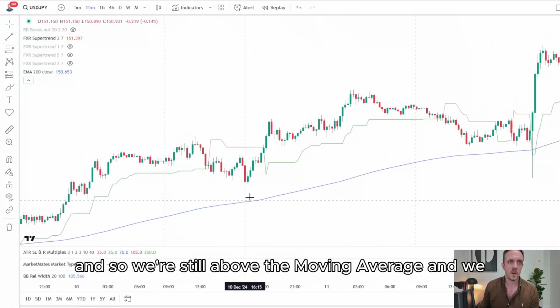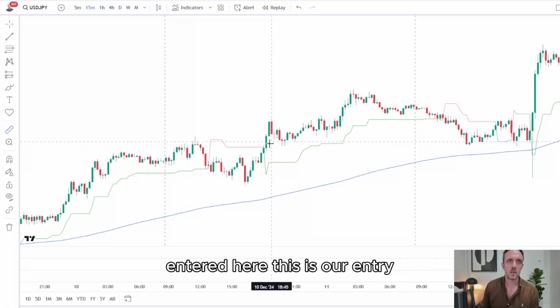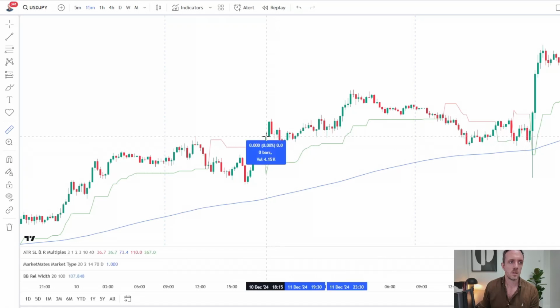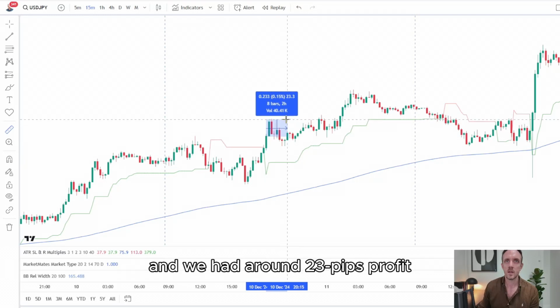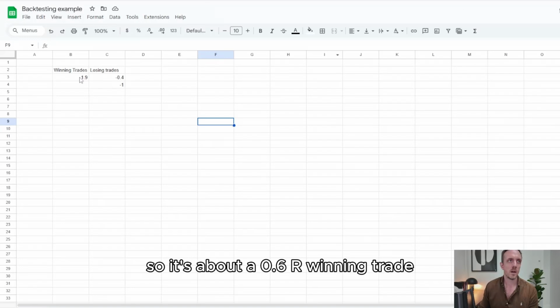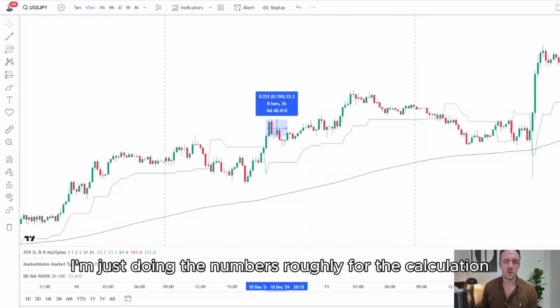Okay, so we're still above the moving average. And we entered here. This is our entry. Our stop was 36 pips, which didn't get hit. And we had around 23 pips profit. So it's about a 0.6R winning trade. Okay, I'm just doing the numbers roughly for the calculation.